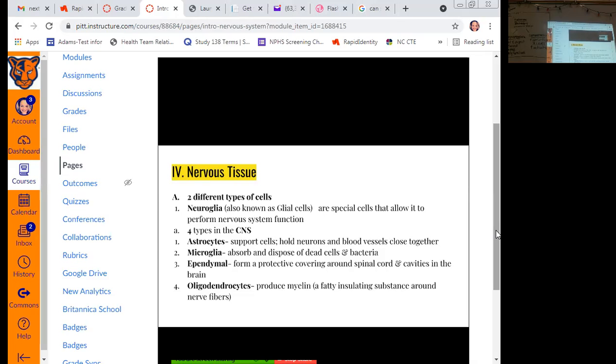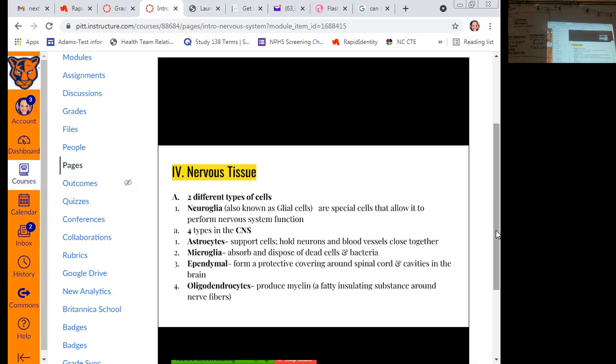Okay, microglia. Microglia are basically like your janitors. They absorb and dispose of any type of germ, bacteria, dead cells, etc. Okay, so I'm going to put here janitor. They get rid of the waste, whether it be dead cells that have already been replaced, whether it be bacteria that somehow made its way in, our body recognizes it, our nervous system says, we got to get rid of the trash. We'll take the trash out. Okay, so they're the janitors.